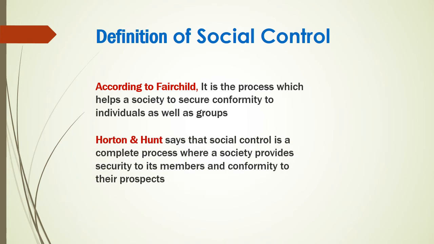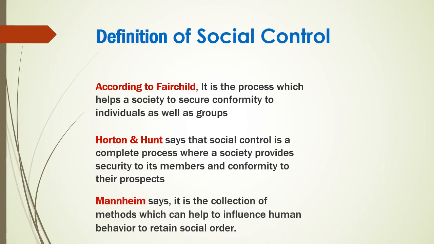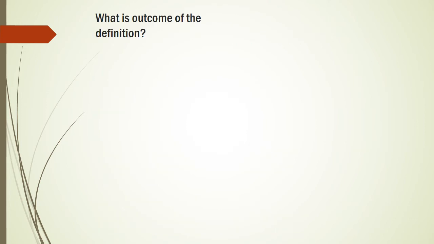Horton and Hunt say that social control is a complete process where society provides security to its members and conformity to their prospects. What does Mannheim say? It is the collection of methods which can help to influence human behavior to retain social order.